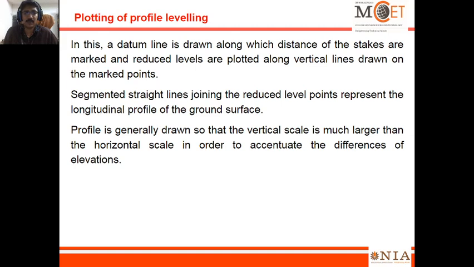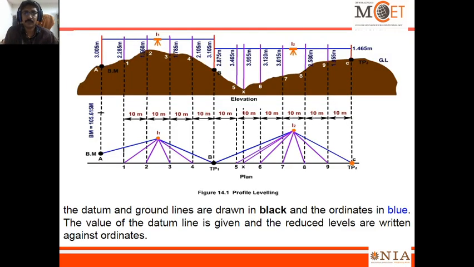The profile is generally drawn so that the vertical scale is much larger than the horizontal scale. Since we require the profile with respect to elevation, that has to be kept larger, so the vertical axis scale will be larger compared to the horizontal. Right, so this is an example of longitudinal profile leveling.